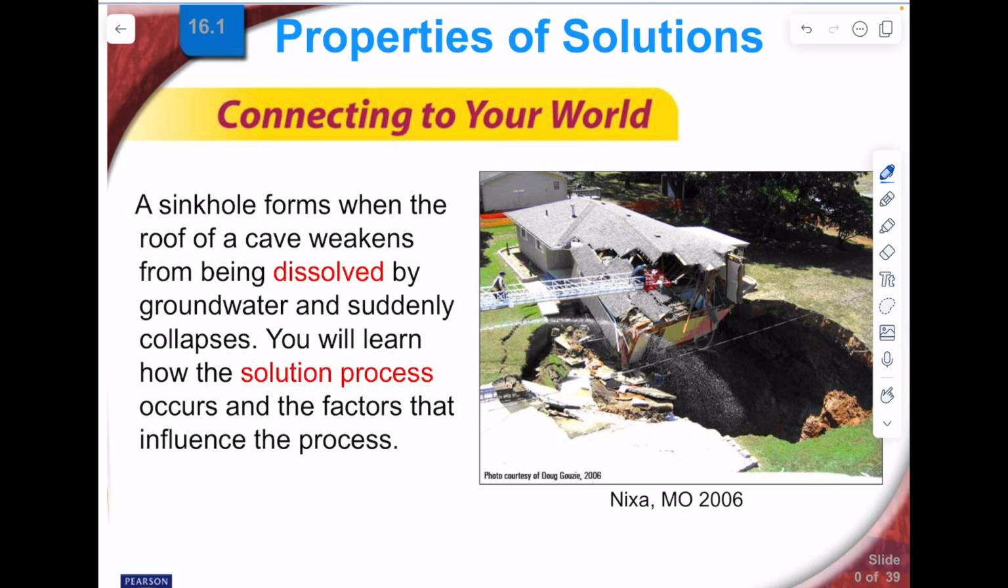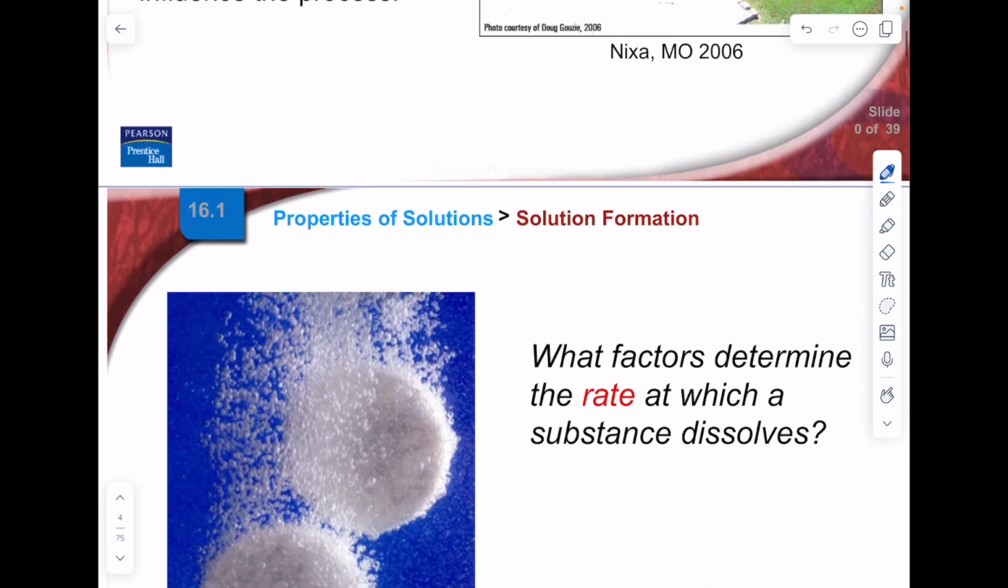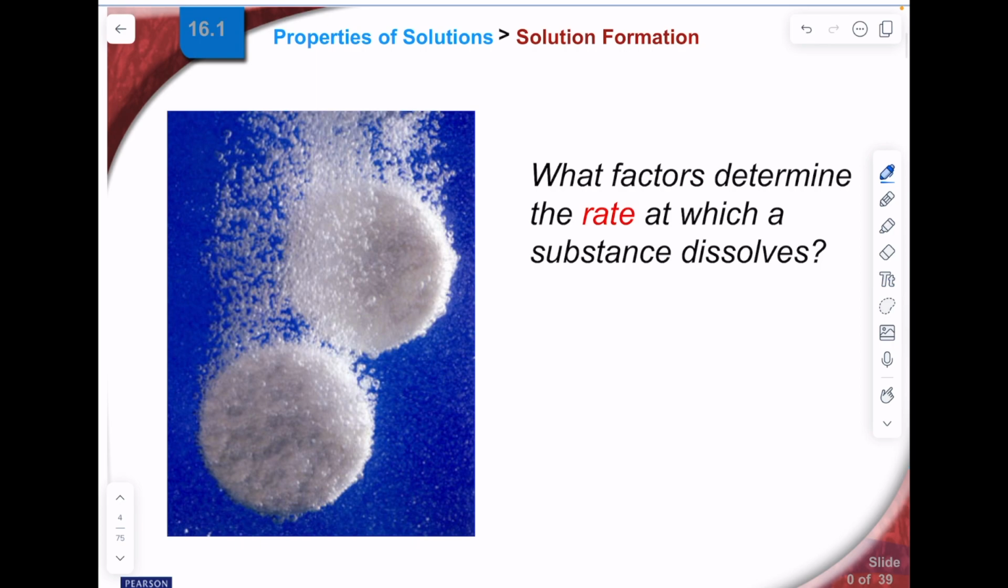So there are key words here about dissolving and the solution process. What do we mean by them? The first question we're going to ask is, what factors determine the rate at which a substance dissolves? Dissolving, of course, is when something, we call that the solute, is put into something larger and disappears into it, and that's called the solvent.